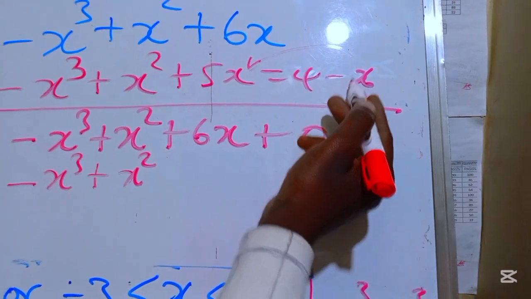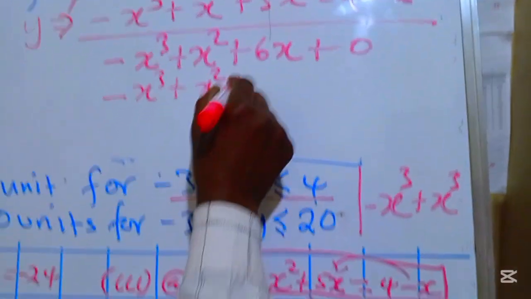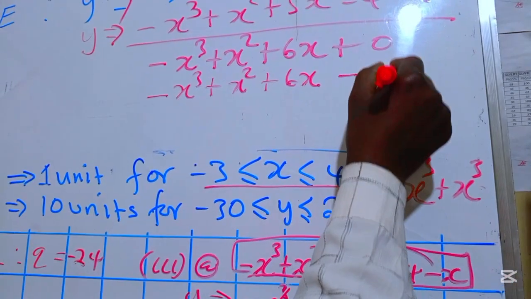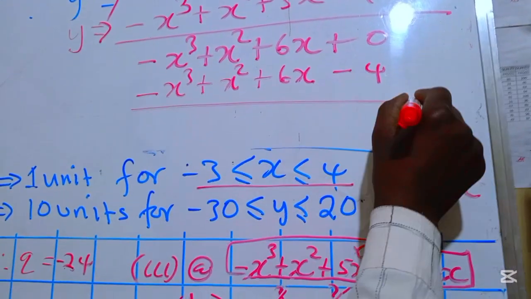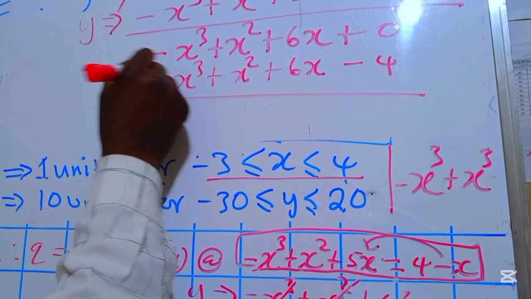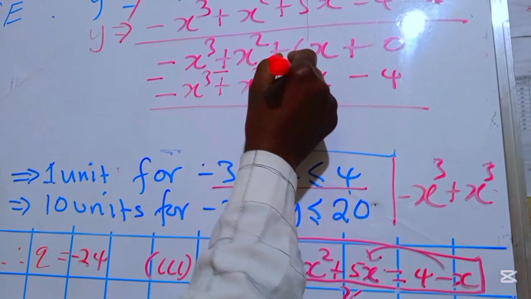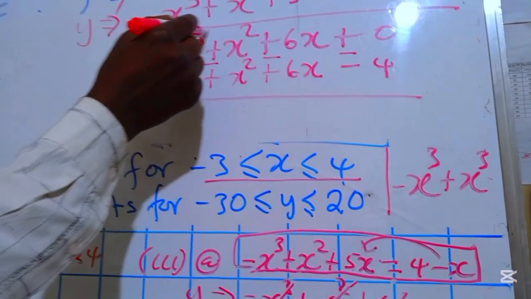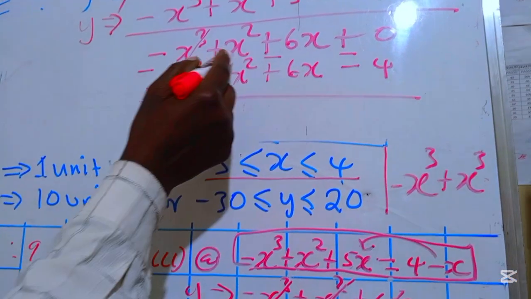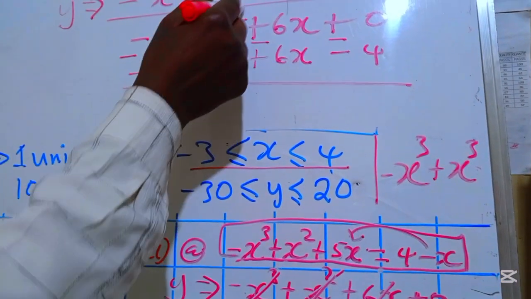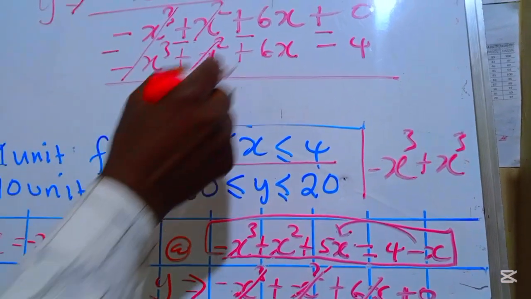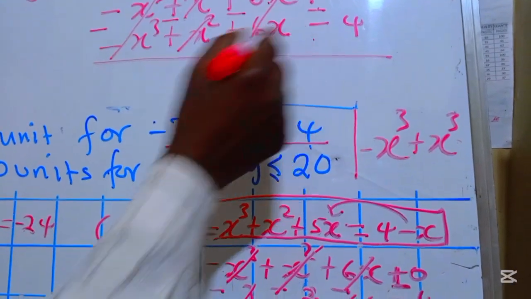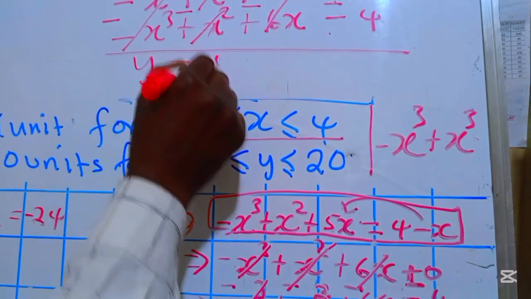Now this x is a negative, when it becomes positive, so it becomes 6x. Then 4 becomes a negative 4. So I should subtract throughout. Ladies and gentlemen, you agree with me that here I'll get a 0. And here x squared minus x squared will again be 0. Then 6x minus 6x again is 0. Negative and negative is positive. So therefore, the y is 4.